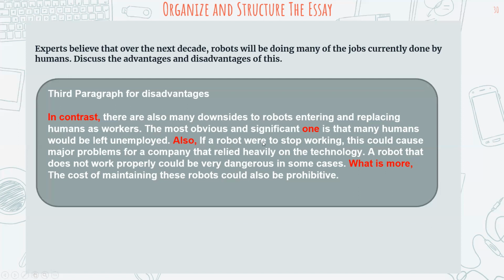Also, if a robot were to stop working, this could cause major problems for a company that relied heavily on the technology. The condition, I use the condition here. A robot that doesn't work properly could be very dangerous in some cases. What's more, the cost of maintaining these robots could also be prohibitive. Prohibitive means very expensive, and it's a formal word. Okay, prohibitive means very expensive. So this is also a good paragraph for the disadvantages.